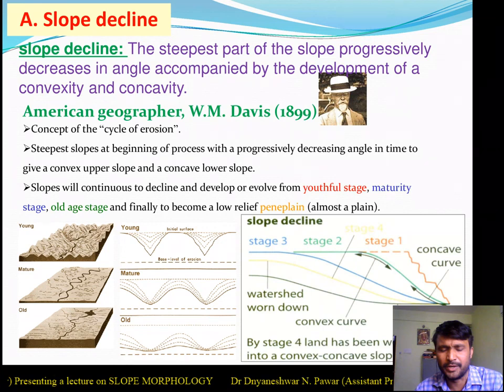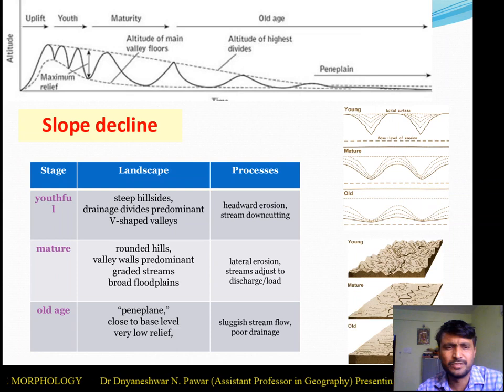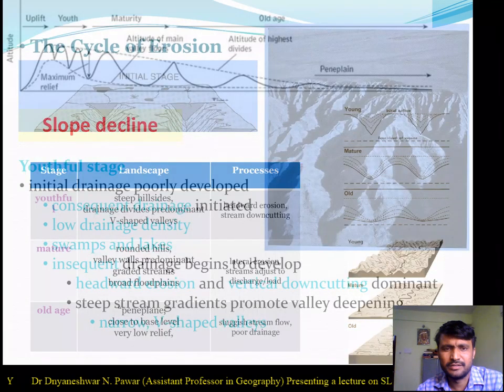Here the detailed description is given. First, the landform is uplifted, then in the youthful stage rugged topography is shaped, with steeper slopes. In the mature stage, erosion is increased and slope slowly declines, and in the old stage the slope declines further, the valley becomes wider, and finally it becomes a peneplain. On the basis of this, the cycle of erosion theory was developed by William Morris Davis.